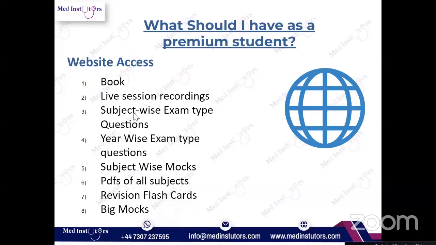Again, this is the website access. What are you going to have? Again, the live session recordings, year-wise exam type questions, subject-wise mock PDFs of all subjects, revision flashcards, and the big mocks.